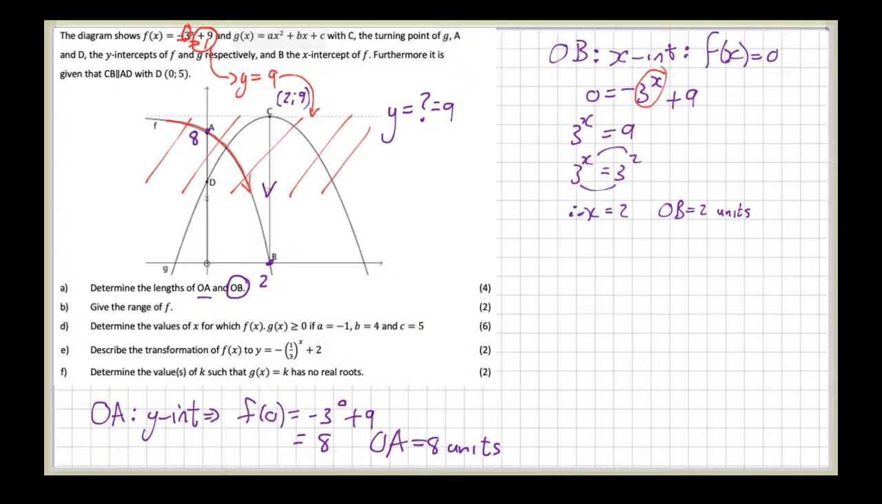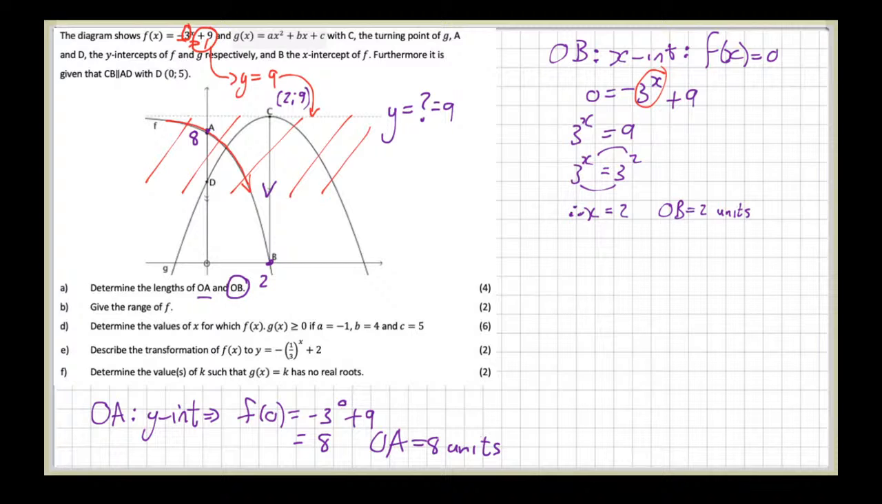Fantastic. So therefore, if they asked me to determine the equation of the parabola, I could actually do it now because I've got the turning point and I have D's coordinates. So I could do it. So please, in your own time, go and make sure that you are able to determine the equation for g of x. Let's quickly have a look at the B question.